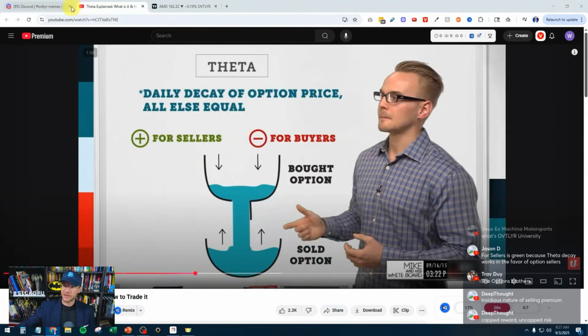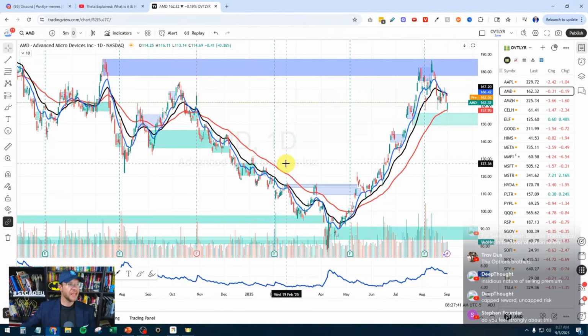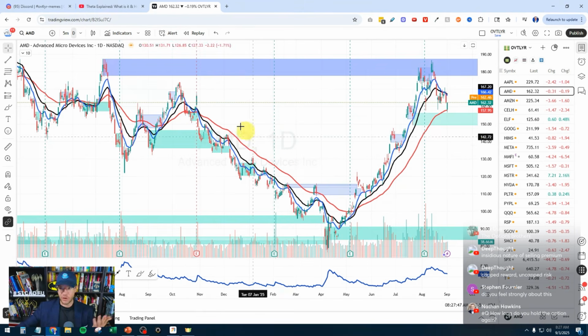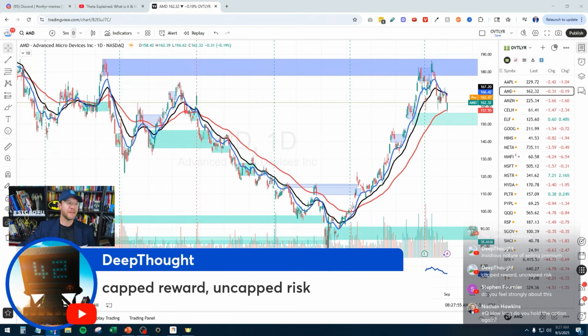The issue here is, let's say that you were selling put options, for example, and you were expecting the price of the stock to go up. Every day that goes by, you are collecting that theta. But unfortunately, you have the delta working against you. And I am so adamant about this. Do you feel strongly about this? More than anything. And you have a capped reward with uncapped risk here.